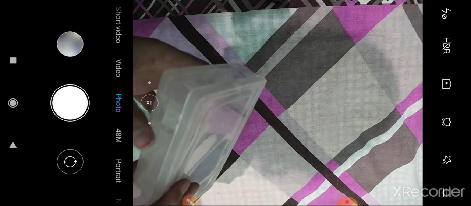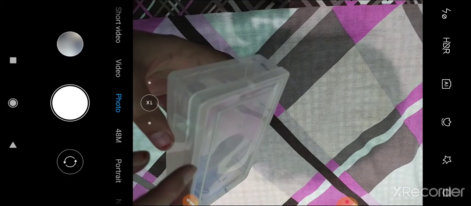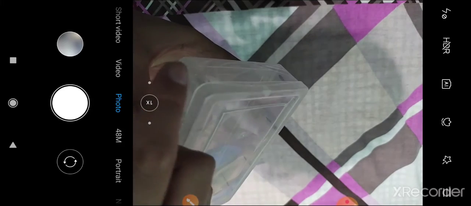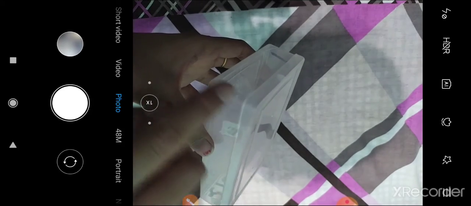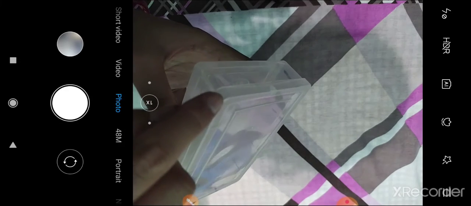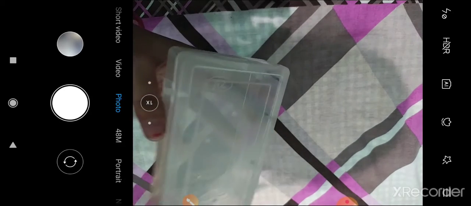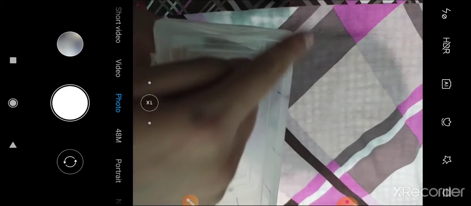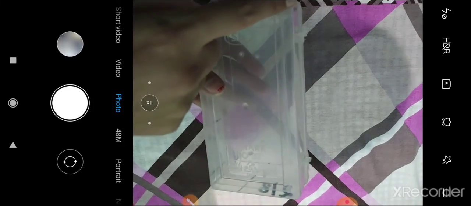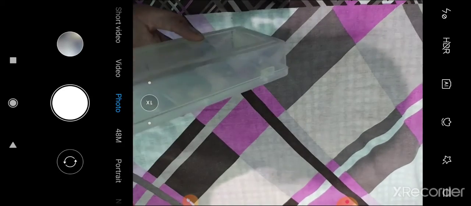Where line segments intersect each other, vertices are formed. So here the first line segment, the second line segment and the third line segment intersect each other, so it is a vertex. So in this way, this box has 8 vertices: first, second, third, fourth, fifth, sixth, seventh and eighth.